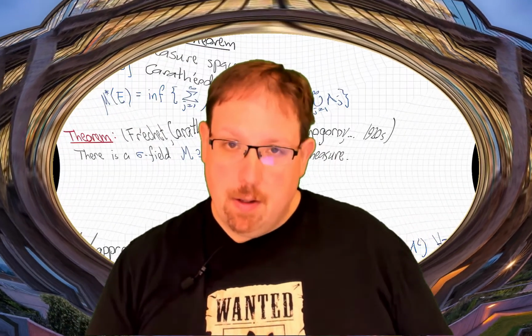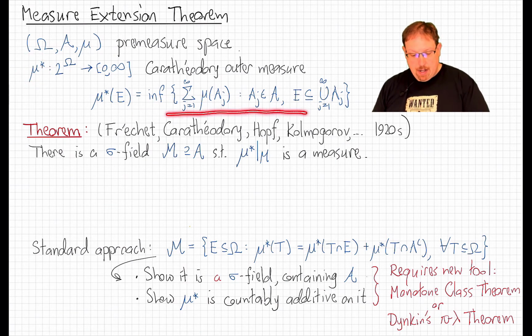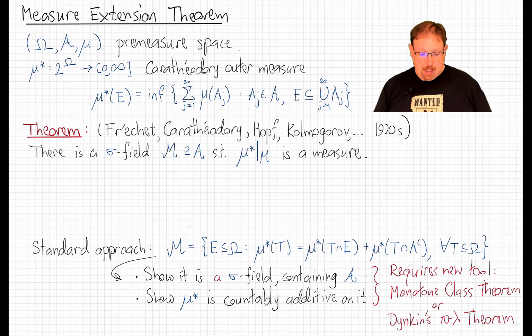Let's begin. The theorem we're trying to prove is the measure extension theorem. We start with any pre-measure space. Mu is a countably additive measure on the field A. We construct Carathéodory's outer measure from it, defined like this from last day.